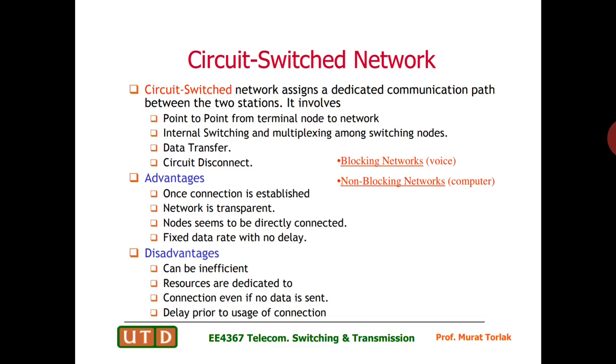Advantages of circuit switching are: once communication is established, the network is transparent, the node seems to be directly connected, and there is a fixed data rate with no delay. Disadvantages of circuit switching networks are: it can be inefficient, resources are dedicated to the connection even if no data is sent, and there is delay prior to use of the connection.